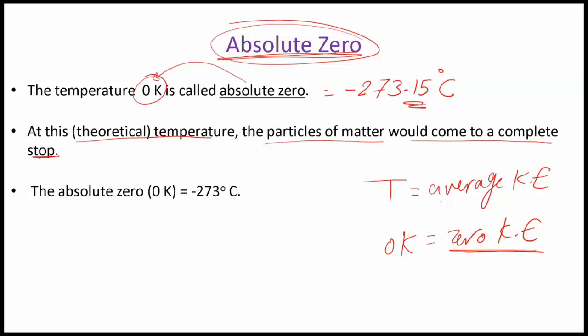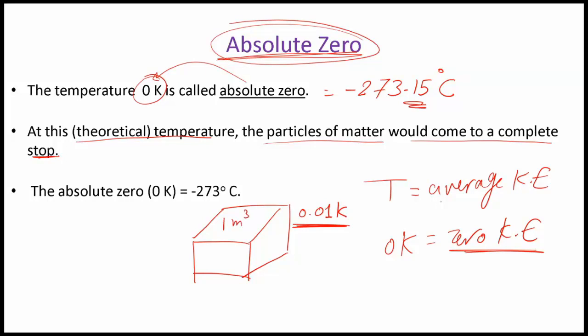And actually scientists, I think in 2014, were able to cool down about 1 cubic meter of copper, I think. They were able to cool it down until they reached 0.1 Kelvin. They were very near to 0 Kelvin. And that's 1 cubic meter of copper, a very big amount of copper.